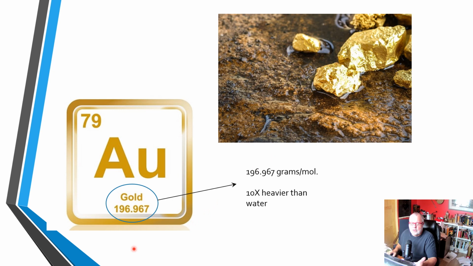So first of all, gold, what is it? Well, if you look on the periodic table, you will find that it is element number 79, and you will notice that it has a gram molecular weight of 196.97 grams per mole. What does that really mean? It's 10 times heavier than water.